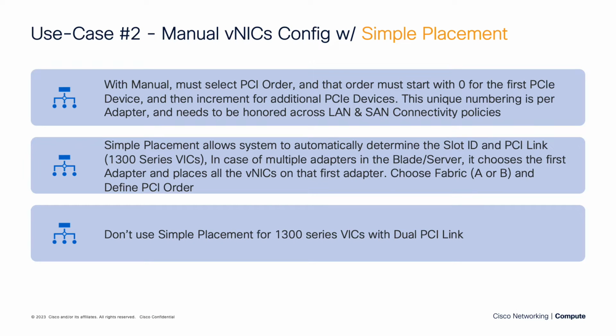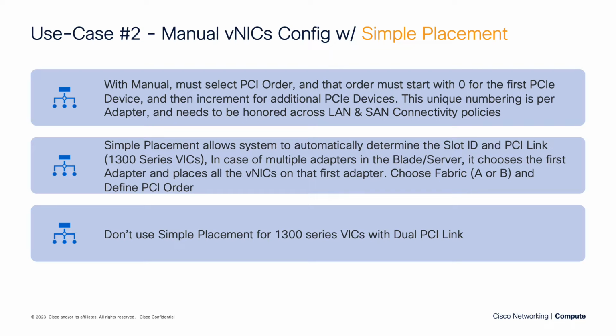Okay, for use case number 2, we're going to do a manual vNIC configuration with a LAN connectivity policy and using simple placement. So with manual, you must select the PCI order. You must dictate that, and it must start with 0, and it increments from there. And you can't skip numbers. It starts with 0 and then increments, so it's contiguous.